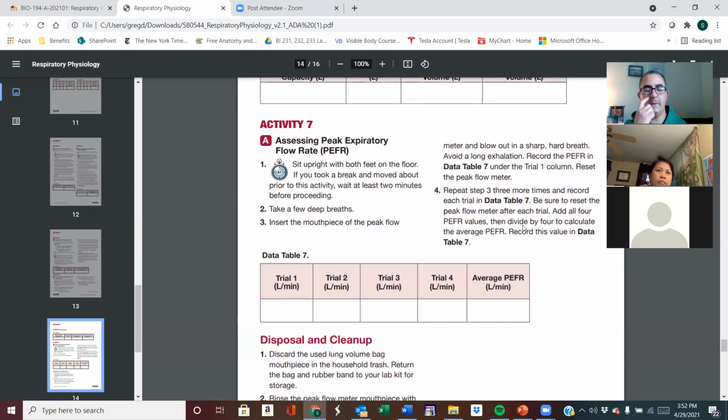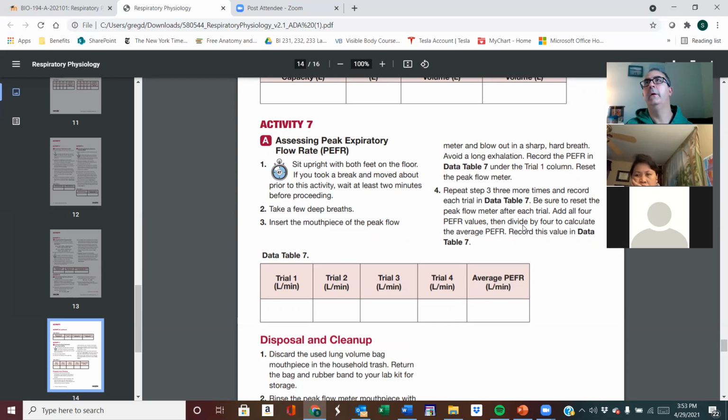Then activity 7, assessing your peak expiratory flow rate. That's using this little white meter that came with your kit as well. This is pretty cool too. It's measuring how much air you can move out of your lungs quickly. So it's measuring flow rate as well. You're going to take a few deep breaths. You're going to insert the mouthpiece of the peak flow meter and blow out in a sharp, hard breath.